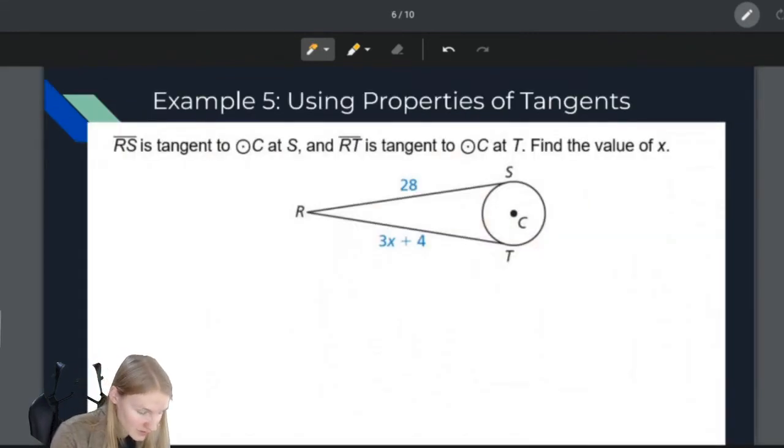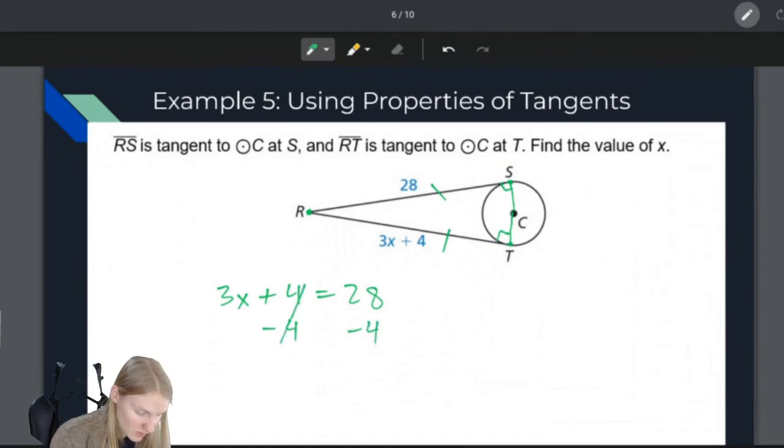Alright, RS, do a different color. RS is tangent at point S, and RT is tangent at point T. Find the value of x. Oh, well, hey, we knew from our second theorem that any two tangents from a common external point are the same. So 3x plus 4 has to be the same as 28.